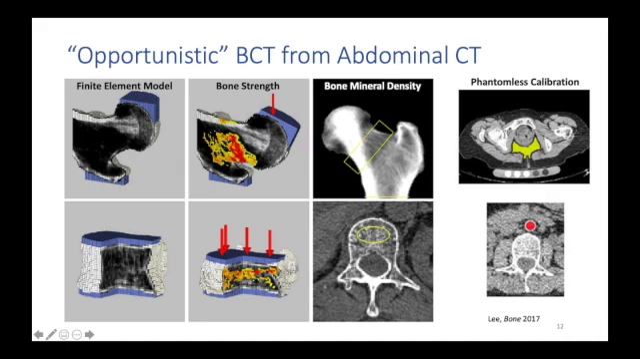So we were able to do direct comparisons, and we found that our phantomless calibration works really well. So that was a big advance. And that means then that we can do the so-called opportunistic approach. That is, if you've had a CT for some other reason, you can repurpose that CT scan and do the BCT analysis just as accurately as you would if you had a calibration phantom. So that is what was a huge factor in making the technology feasible clinically.